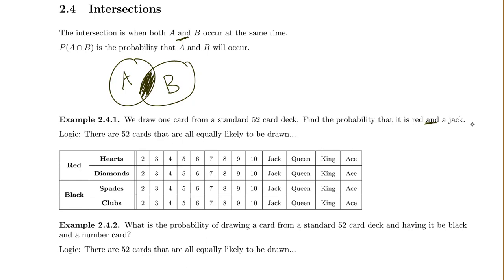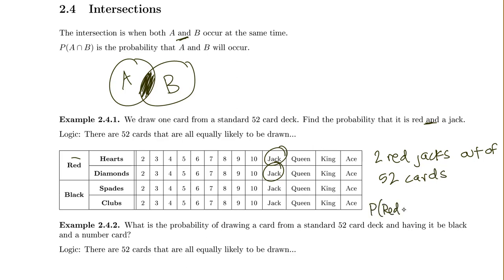So we want it to be red and a jack. So red, here's our red, and jack. So it looks like there are only 2 red jacks. So 2 red jacks out of 52 cards means then that our probability of being red and a jack is going to be 2 out of 52.